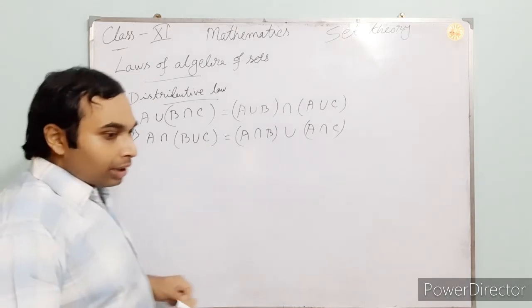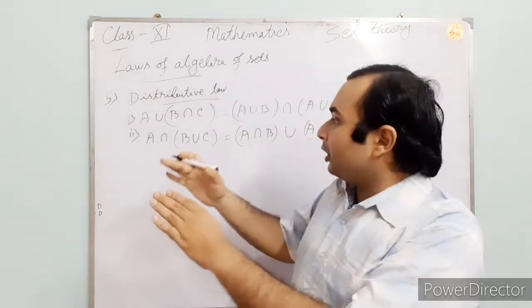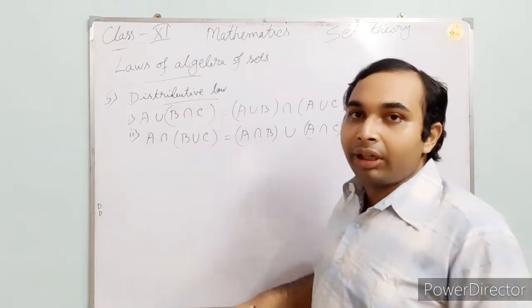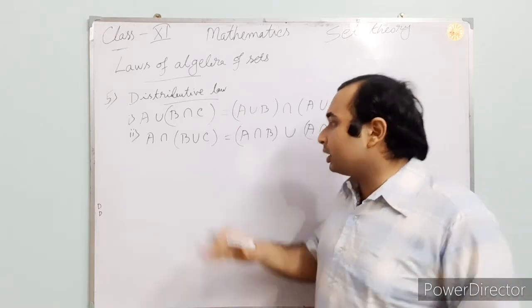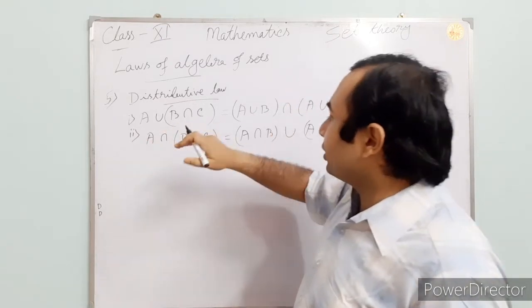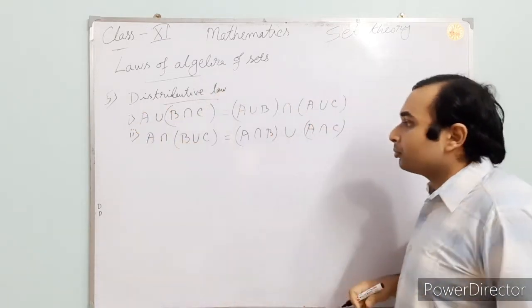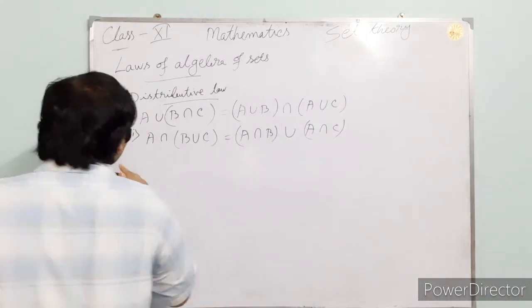Sometimes we have to prove that the left hand side is equal to the right hand side. For proving those also, these laws are required. Some questions are there, you will find them in your exercises. You have to take the left hand side. I will prove one or two examples for you. That time those laws will be helpful to you.